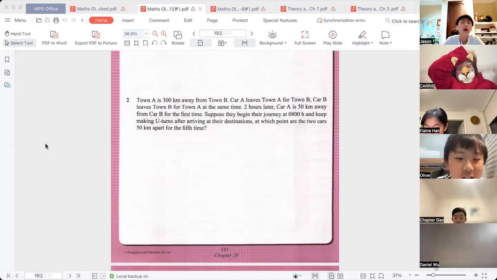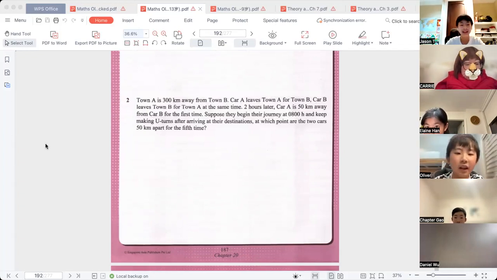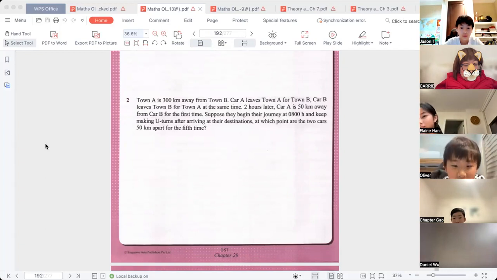Town A is 300 km away from Town B. Car A leaves Town A for Town B, but Car B leaves Town B for Town A at the same time. 2 hours later, Car A is 50 km away from Car B for the first time. Suppose they begin their journey at 0800 h and keep making U-turns after arriving at their destination. At which point are the two cars 50 km apart for the 5th time?